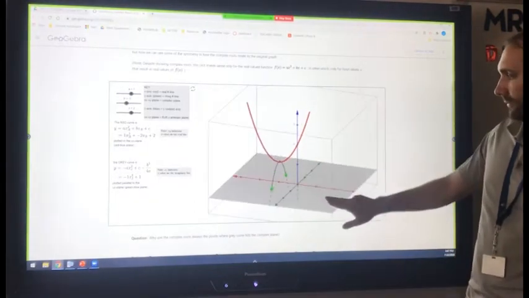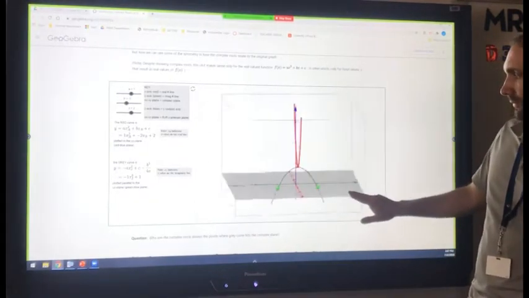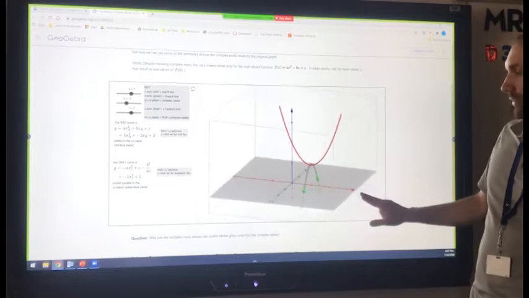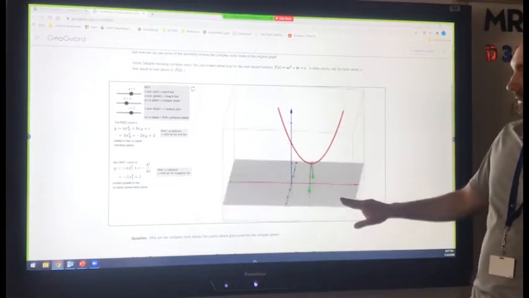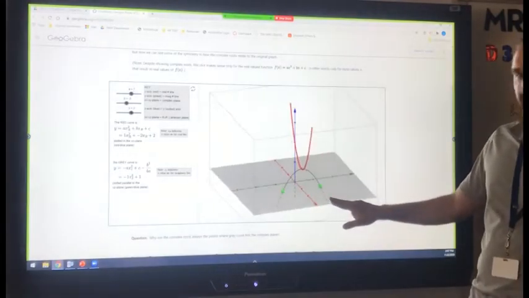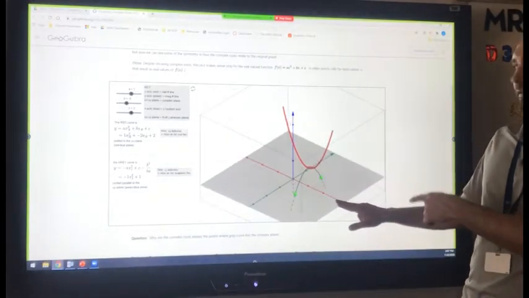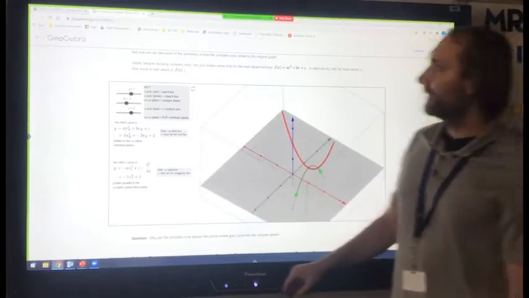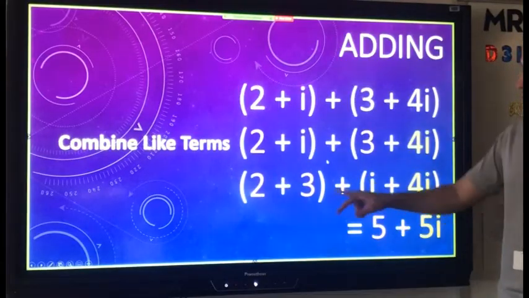I knew I was gonna see a bunch of parabolas today. Yeah, we're going to be talking about parabolas next, actually. So why do they call it imaginary? Because they couldn't have done this in 1777. Luckily, we can. So a complex number is both real and imaginary.